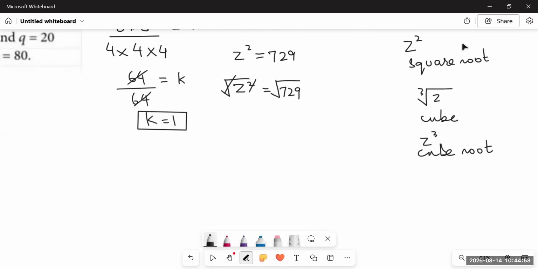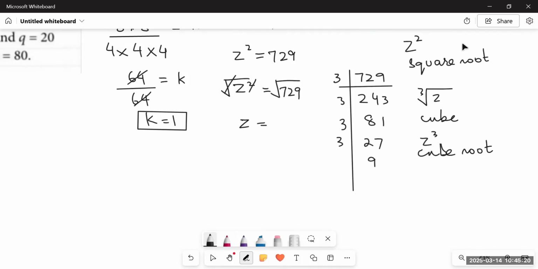After getting Z equals under root 729, what are we going to do? We will use prime factorization to figure out the square root of 729. We have already learned in chapter number 1 that we can use prime factorization. Since it's a multiple of 3, it will start from 3. 3 2s are 6, 3 4s are 12, 3 3s are 9, 3 8s are 24, 3 1s are 3, 3 into 27, 3 9s are 27, 3 3s are 9, and 3 1s are 3.